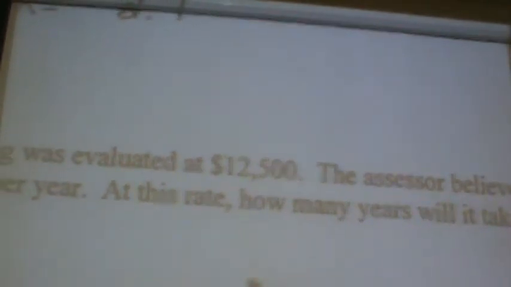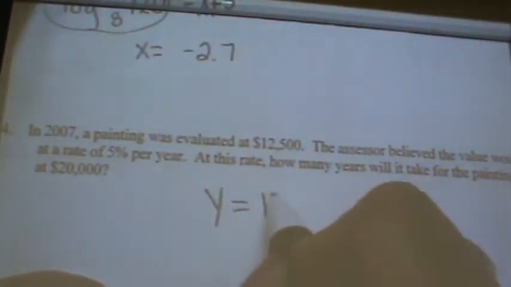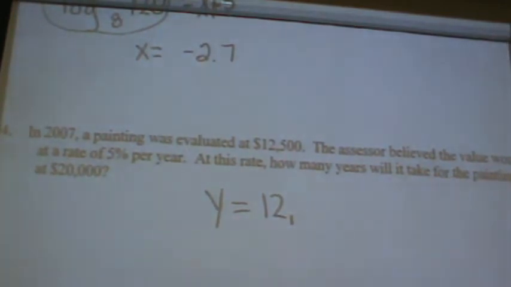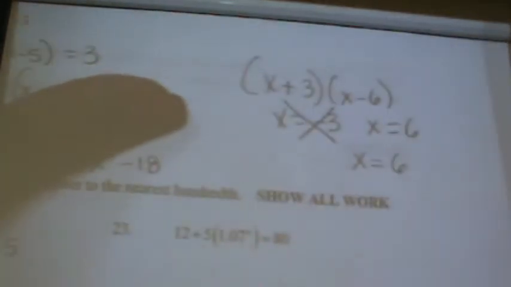Okay. In 2007, a painting was evaluated at 12,500. This is like problems, the first set. So the initial amount is 12,500. Oh, I'm sorry. 23. Go back to 23. I did.